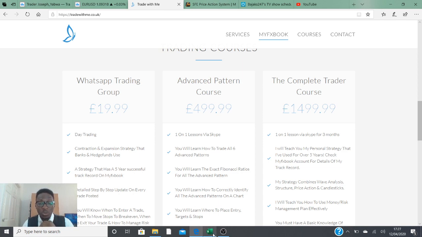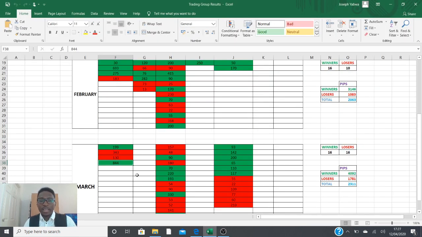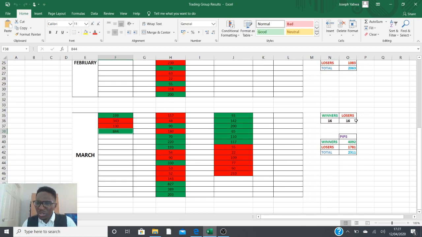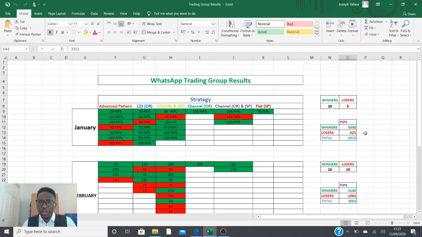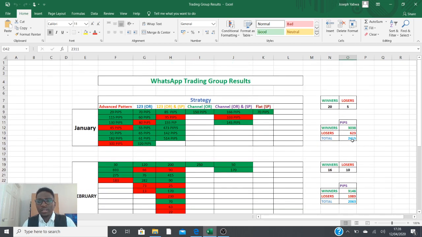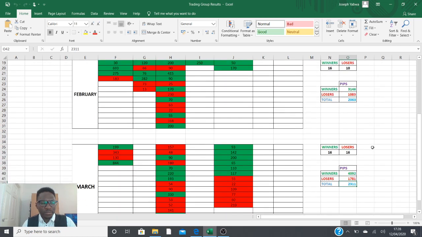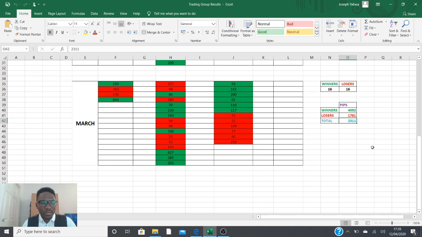I mean, last month we had the worst month in trading, where we had 16 winners and 16 losers, but we still made 2,000 pips. Compared to the previous month where we had 16 winners and 10 losers, still made 2,000 pips. First month, 20 winners, 5 losers, still made 2,000 pips. Now this is really incredible results that you're not going to see anywhere, guys.